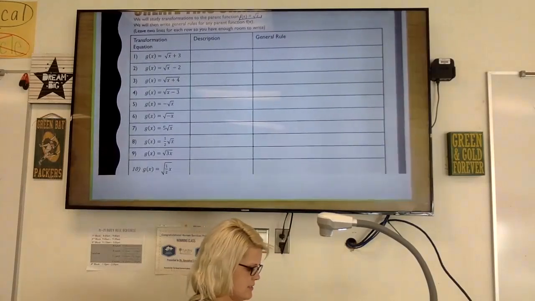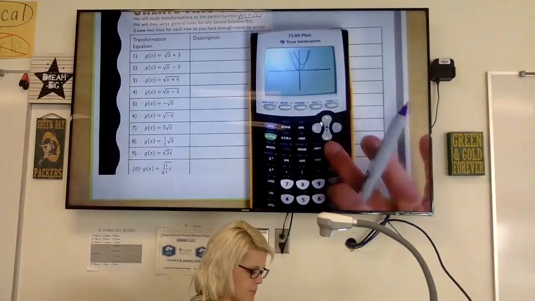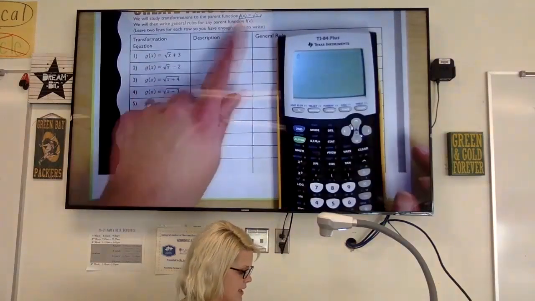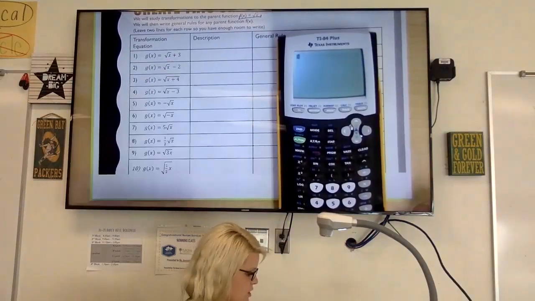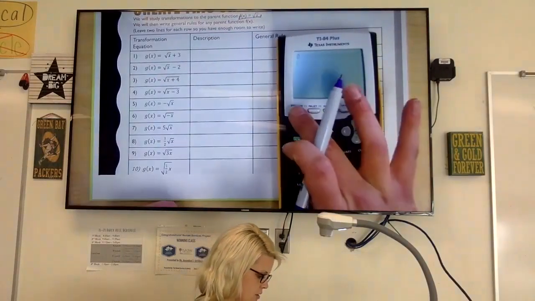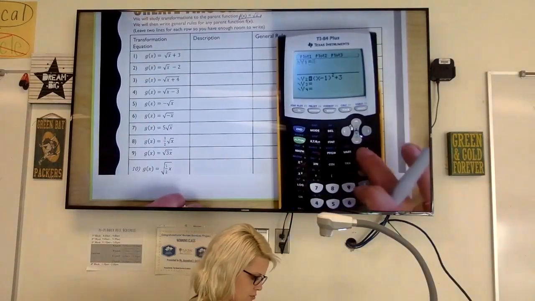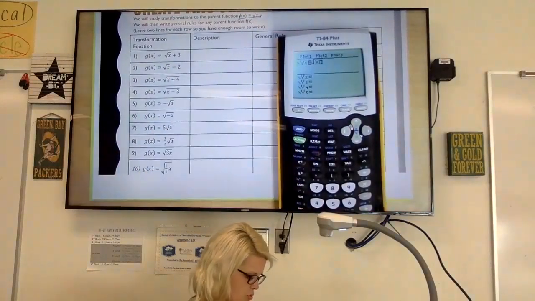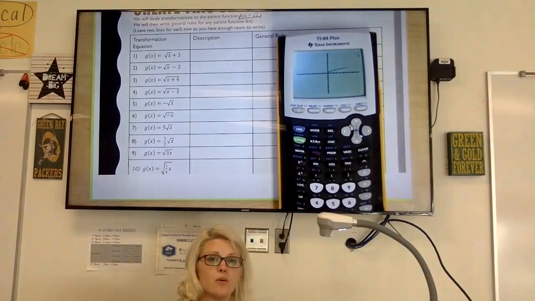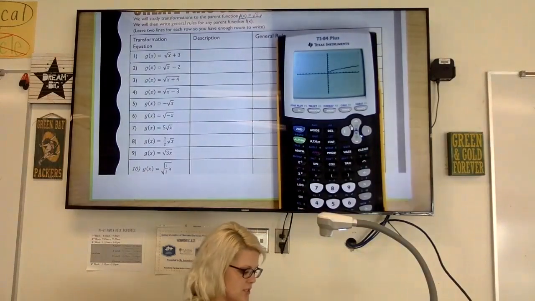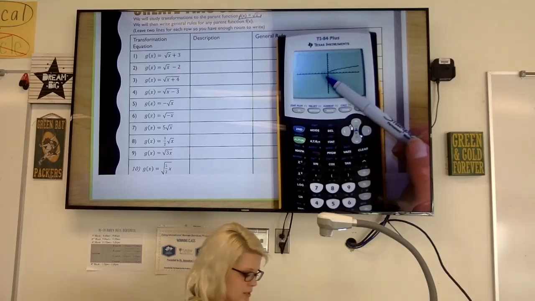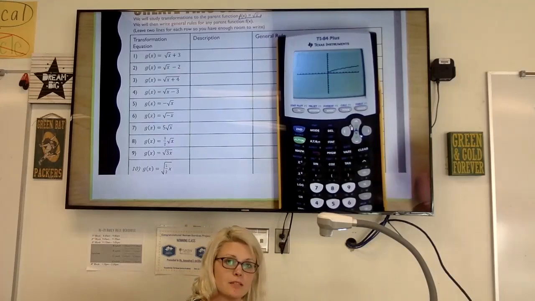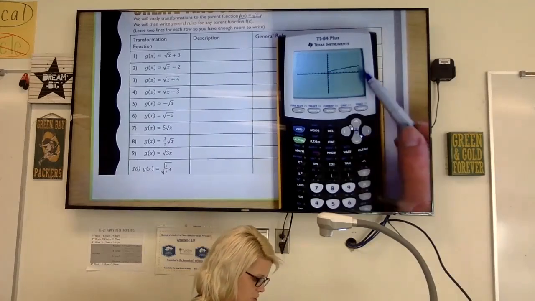So let's start here. We can use our calculator to help us describe what's happening to the graph when we add some numbers to our equation. If I look at just the graph of square root of x, what you want to focus on when we're describing the transformations is that vertex or that ending point. As you can see right here, it looks like it starts at 0, 0, and then curves up this way. So that's our parent function.